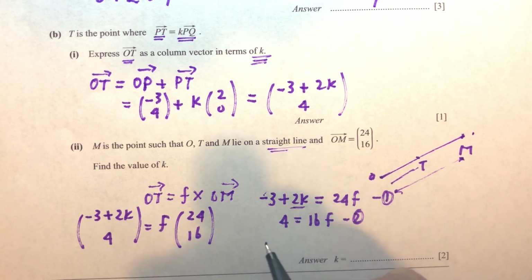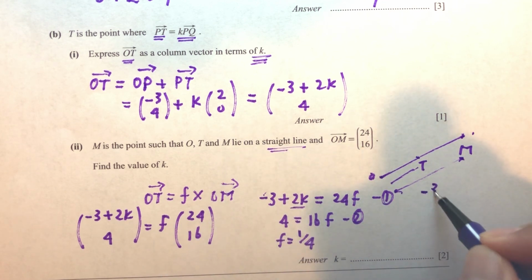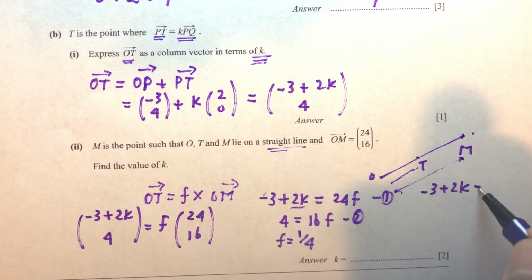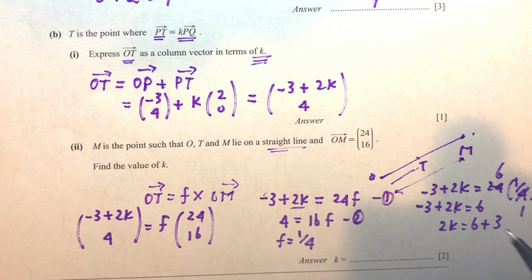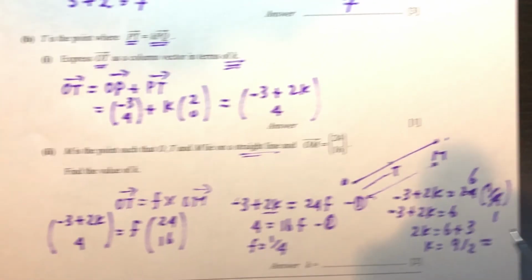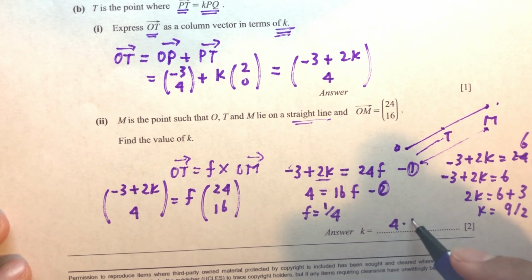So what is F? F is equal to 4 divided by 16, which is 1 over 4. So replace F in the first equation. So we get minus 3 plus 2K equal to 24 times 1 over 4. That will be 6. So minus 3 plus 2K equal to 6. 2K is equal to 6 plus 3. And K is equal to 9 divided by 2, which is 4.5. So your answer is 4.5.